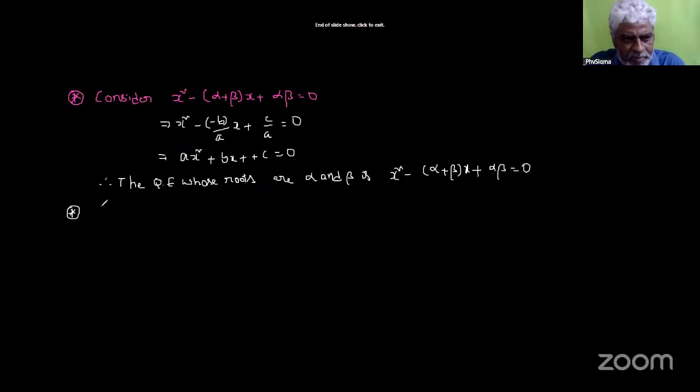See, b square minus 4ac is called discriminant. Delta is equal to b square minus 4ac. It is called discriminant.